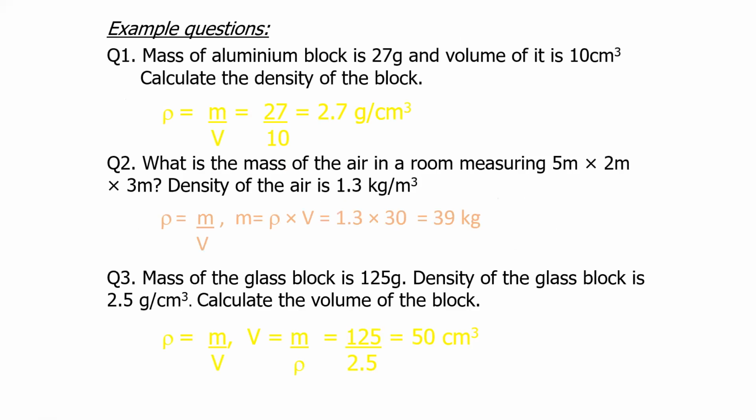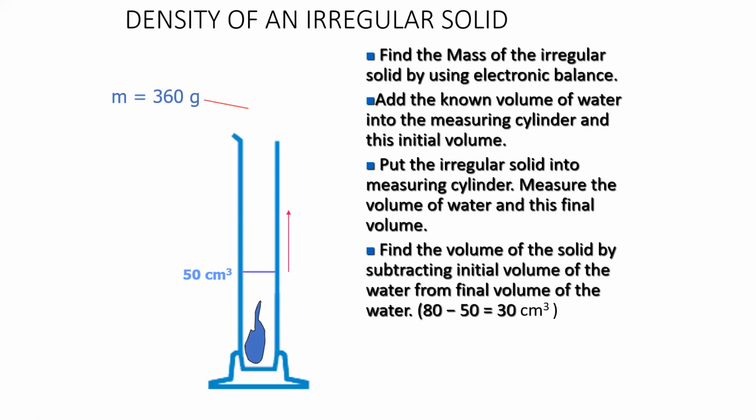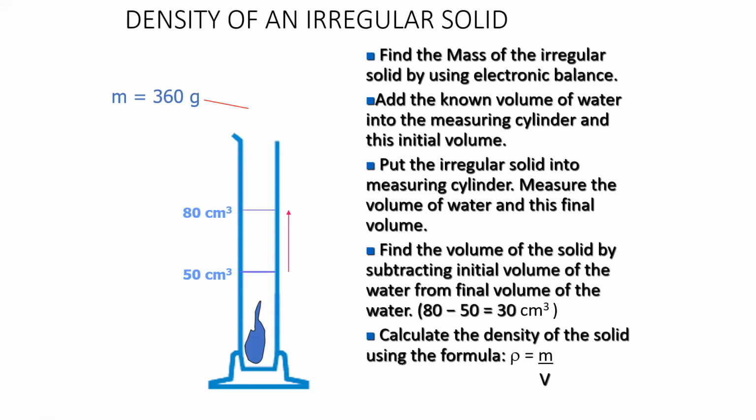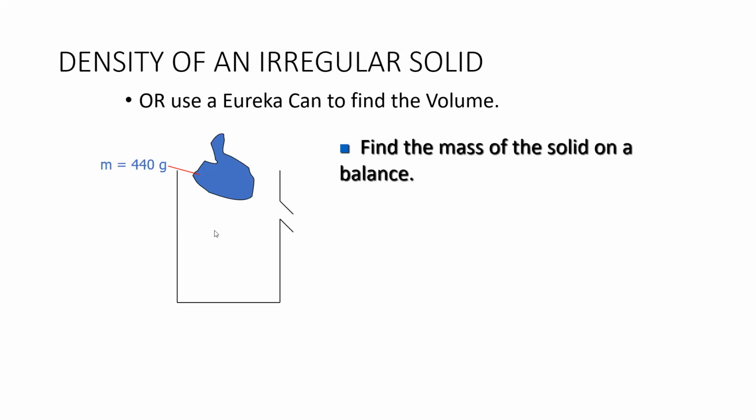As you can see, if it is very small, we can use a measuring cylinder. But if it is too large and cannot fit in a measuring cylinder, then we can use a Eureka can. It's a simple can which has an opening and is large enough to fit the object. First we find the mass of the solid on the balance. Then we fill the Eureka can till this level, as you can see, the blue level.